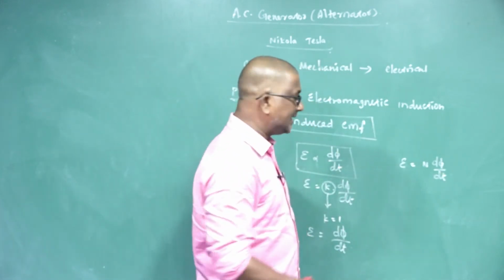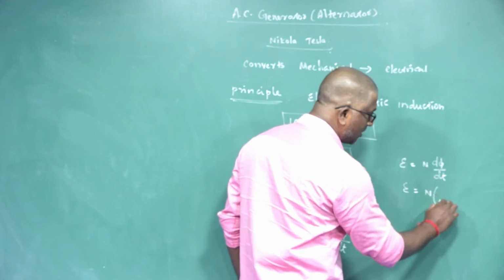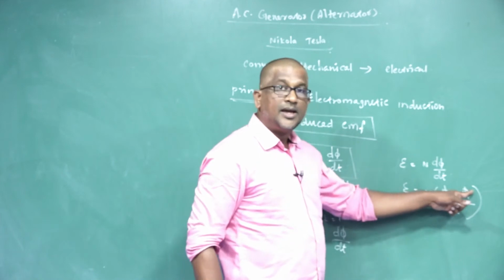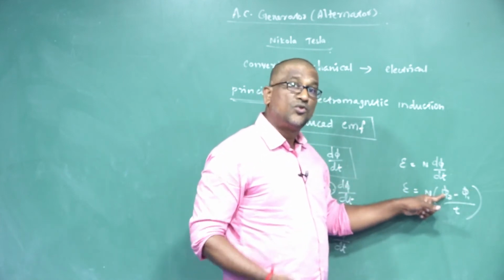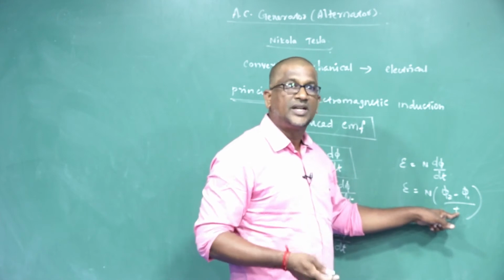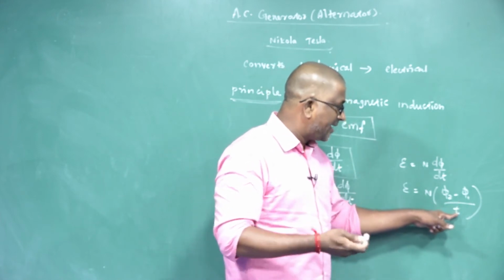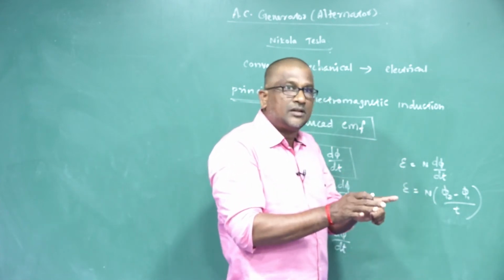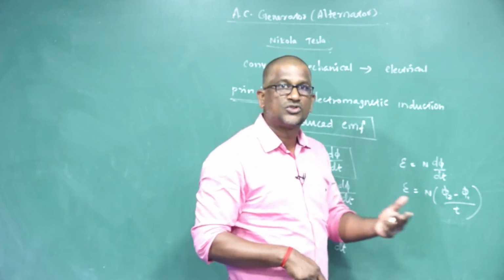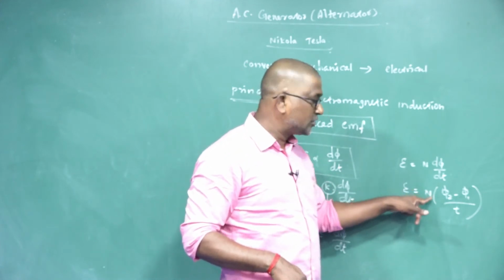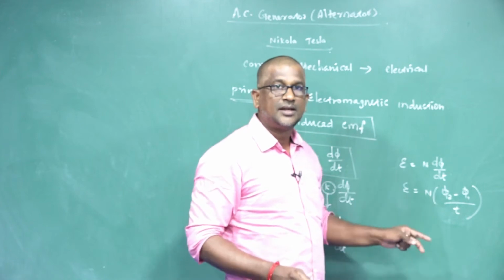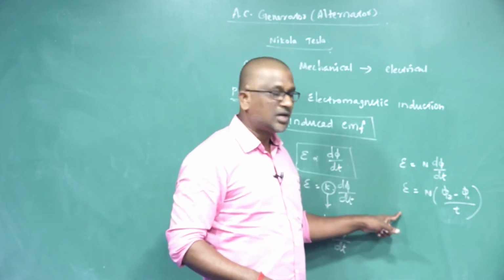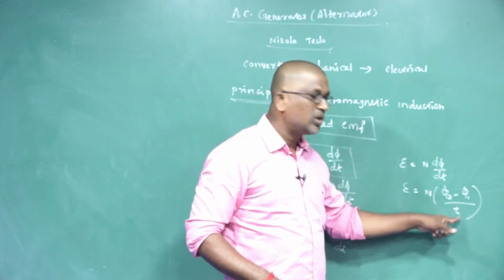Otherwise, E is equal to n of Φ2 minus Φ1 divided by t, where Φ1 is the initial magnetic flux and Φ2 is the final magnetic flux after the time interval t. If the magnetic flux linked with the coil or closed circuit changes with time, an EMF is induced in it. If the coil contains n number of turns, then the magnitude of induced EMF can be calculated using this formula: E is equal to n of Φ2 minus Φ1 divided by t.